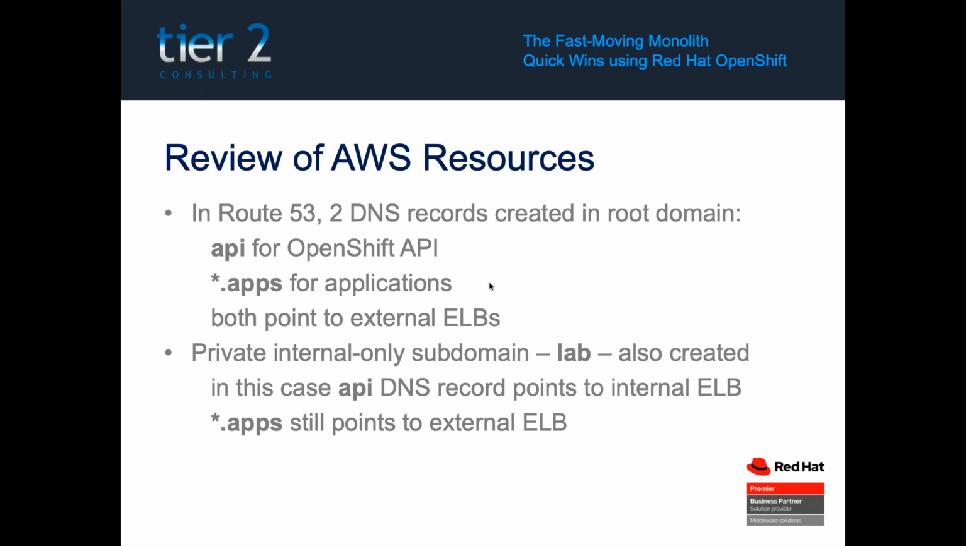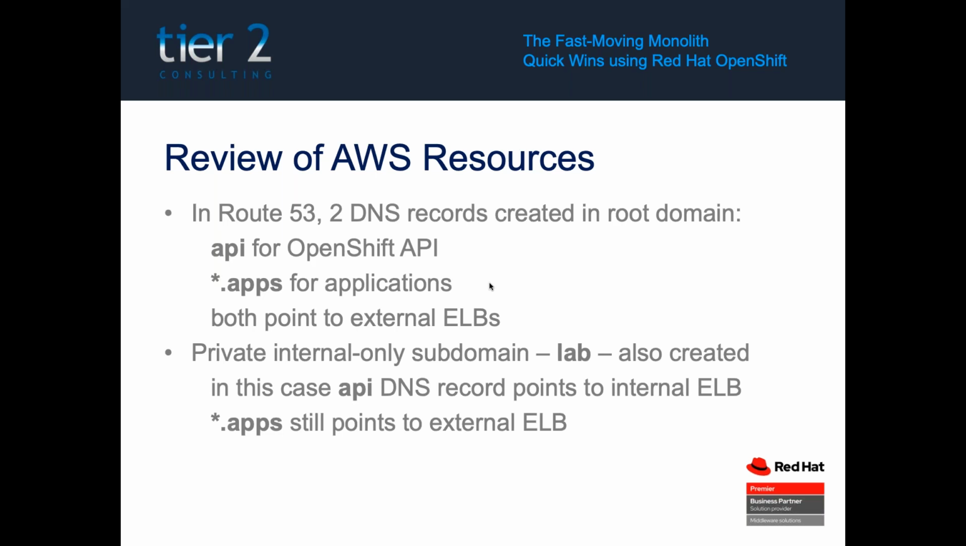So in Route 53, what we'll find is we've got a couple of new DNS records in our root domain, our tier 2 consulting, tier 2 OpenShift.co.uk domain. We've got an API DNS record and a star.apps DNS record. As their names suggest, the API record is for the OpenShift API, and the star.apps is for any applications that we want to expose via the OpenShift cluster. Both of those DNS records, as you'll see in a moment, point to external elastic load balancers that have been provisioned in Amazon for us.